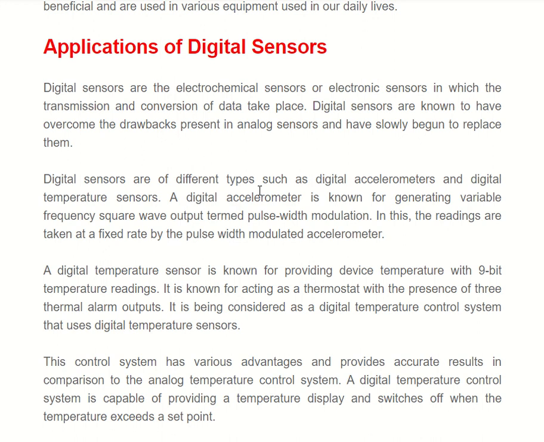Now these control systems collectively have different advantages and provide accurate results in comparison to analog temperature control systems, and that is why we use them, right? It is capable of providing temperature display and switches off when the temperature exceeds the set point, and that is why we use digital sensors more compared to analog sensors these days.